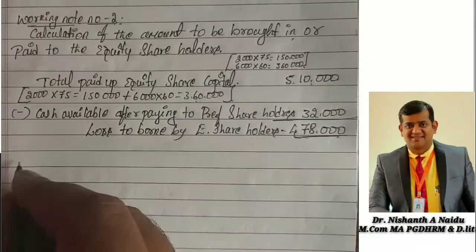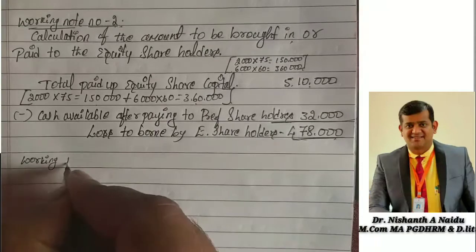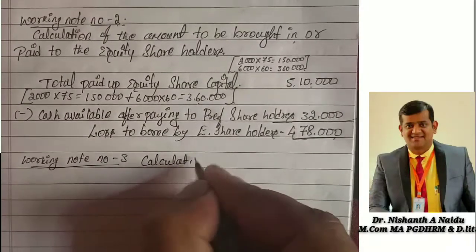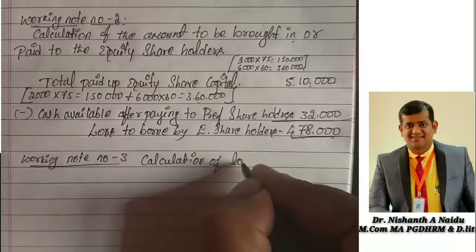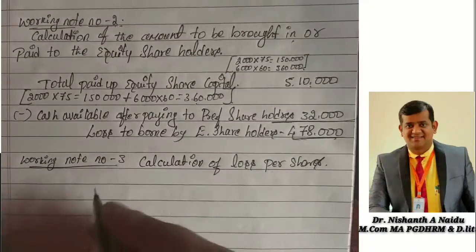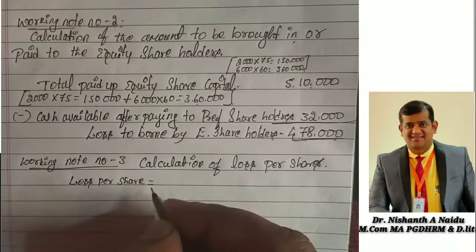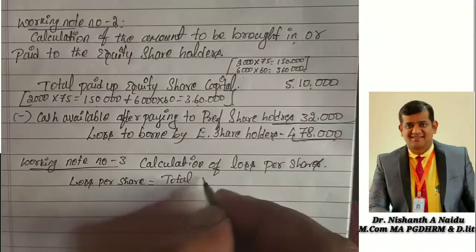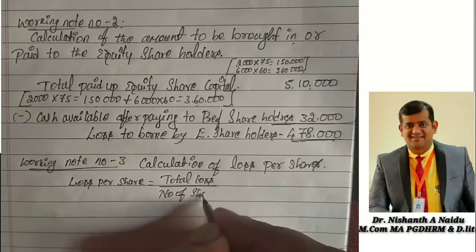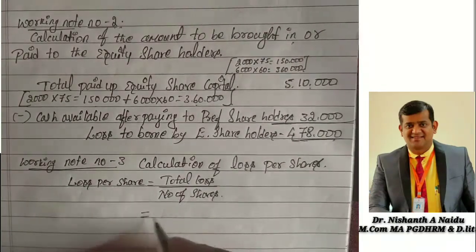Now working note number 3: calculation of loss per share. Loss per share equals total loss divided by number of shares. So how much is the total loss? 4,78,000 is the loss.